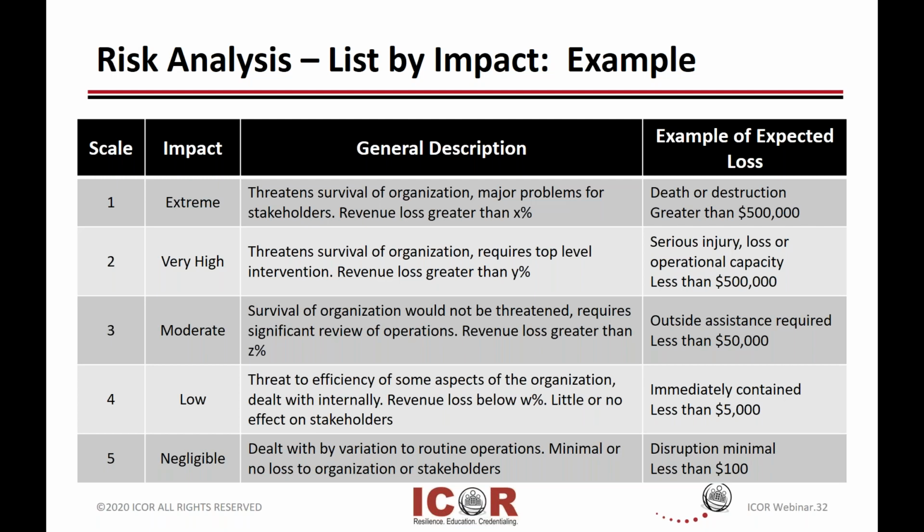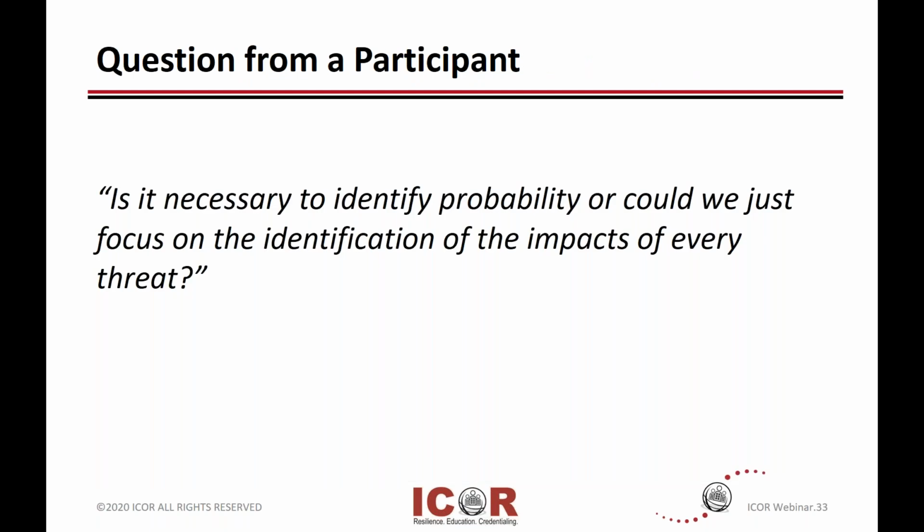And put some sort of objectives against those impacts. One of the questions we had from a participant prior to today, as part of the registration, was: is it necessary to identify probability, or could we just focus on the identification of the impacts of every threat? Here is the biggest challenge, and I think this is a place where risk managers and business continuity managers kind of butt heads. There are people in business continuity who don't think we need to worry about the causes, we only need to worry about the impacts. And then there are people from the risk side who say it's all about the probability, and we need to manage the risk side of it.